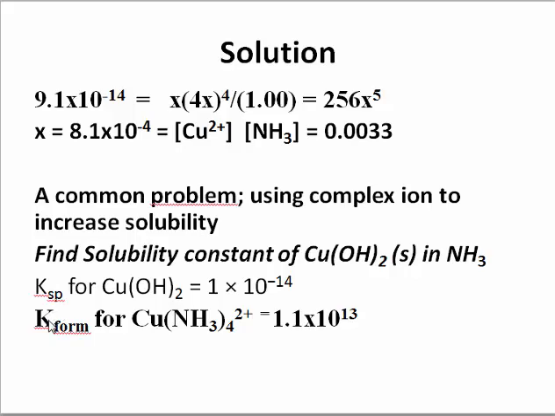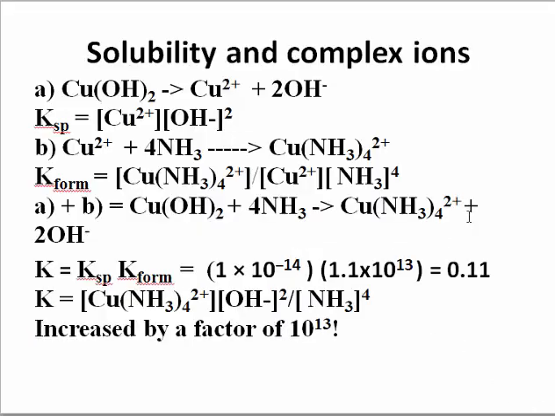However, if we dissolve it in ammonia, remember that K for the formation of copper-ammonia complexes in water is very large, 1.1 times 10 to the 13th. We can view these two reactions as occurring successively. Copper hydroxide breaks into copper and 2 hydroxides in water. The equilibrium expression for this process is KSP is copper concentration times hydroxide ion concentration squared.